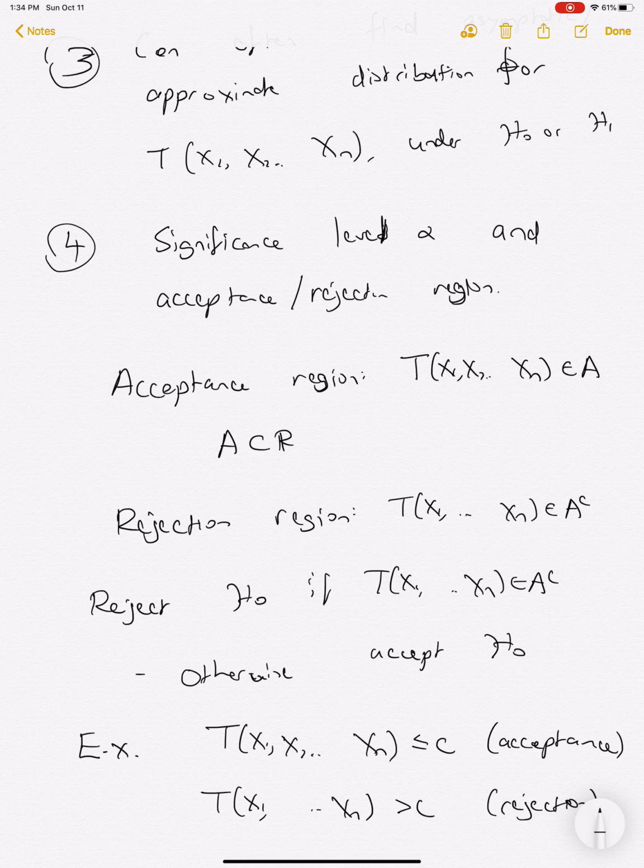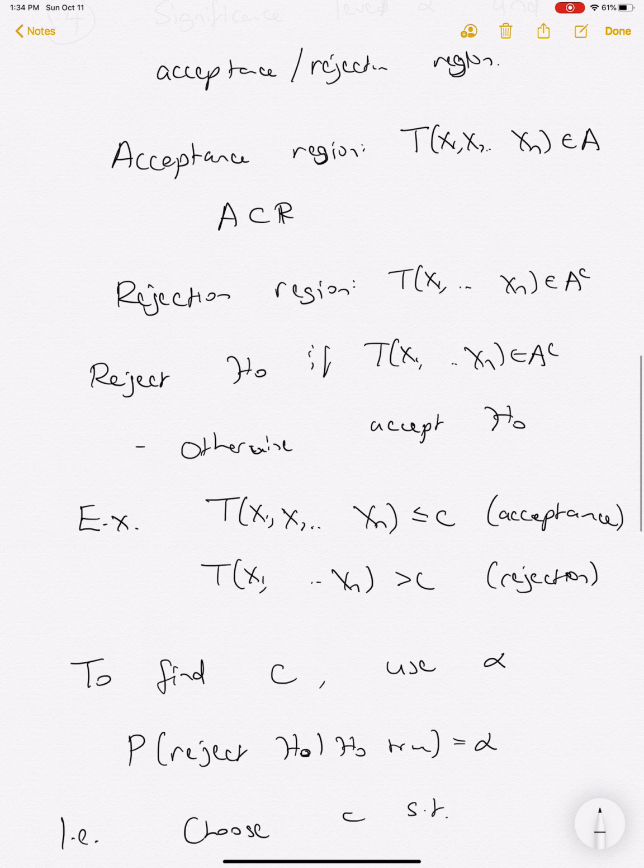And so one typical example that we saw in the previous lecture, and that in general is going to be true, is that the test statistic is going to be smaller than or bigger than some threshold C, and that can be either acceptance or rejection. I've just used acceptance here as a convention, but it could be either one. And then the rejection would be the opposite.